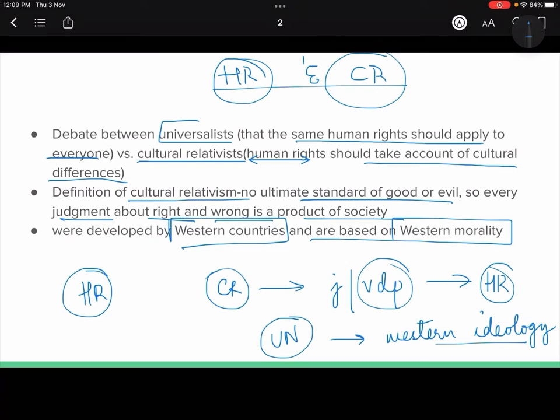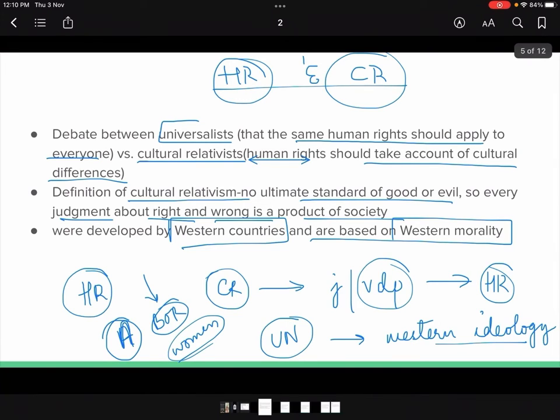ठीक है, आपको भी पता है कि अमेरिका में भी फॉर एग्जाम्पल ह्यूमन राइट्स आए, ठीक है, बिल ऑफ राइट्स आए, but blacks were given rights much later, women were given rights much later, right? So you can believe that these human rights were the product of Western countries and their morality, right? So if we have not contributed to it, why should it be imposed on us, right? So this is how you can build a connection.